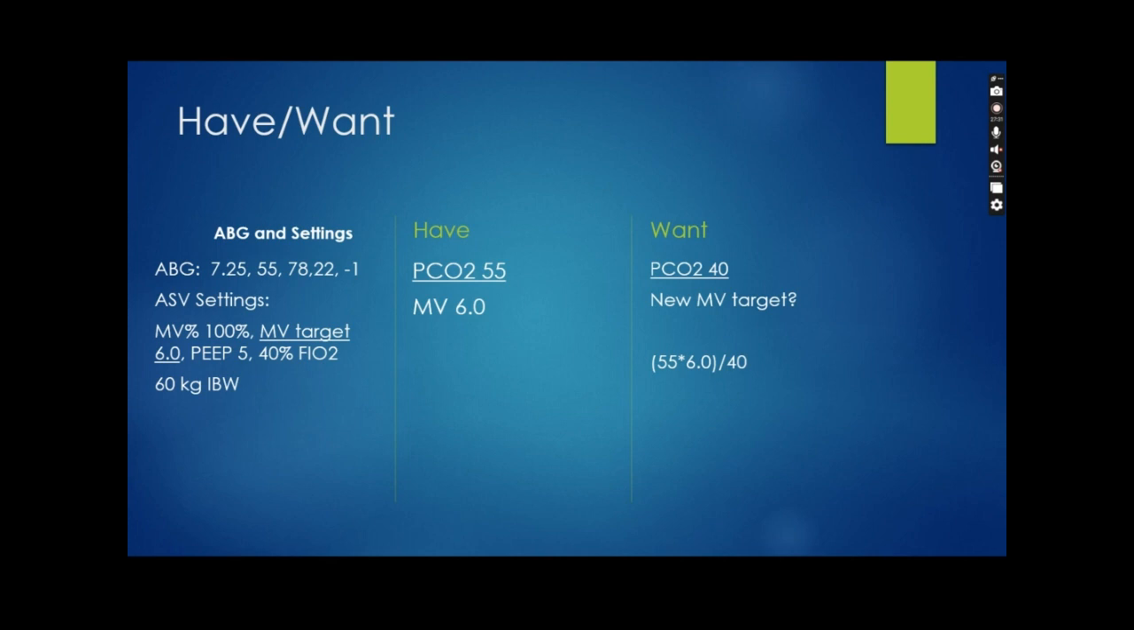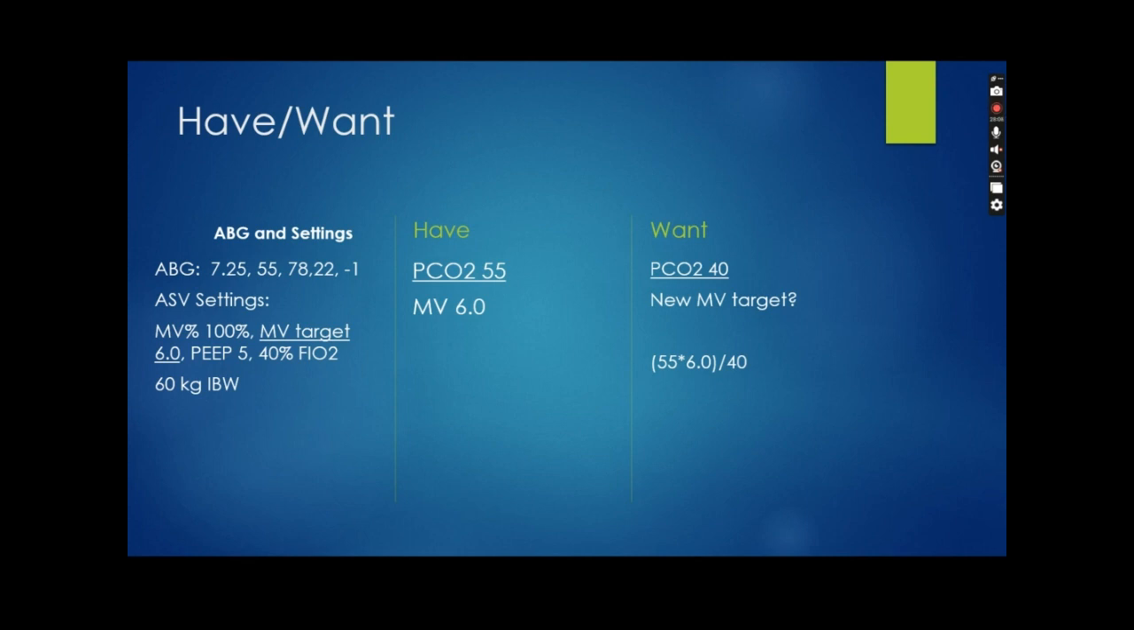So our ASV settings, minute volume percentage at 100% for a minute volume target of 6, PEEP 5 and FiO2 40%. Patient's ideal body weight is 60 kilos. So looking at have and want, typically what I do is I multiply what I have and I divide by what I actually want to determine my new targets. You can do this for tidal volume, you can do this for respiratory rate. In the case of ASV, we're going to be using our minute volume.